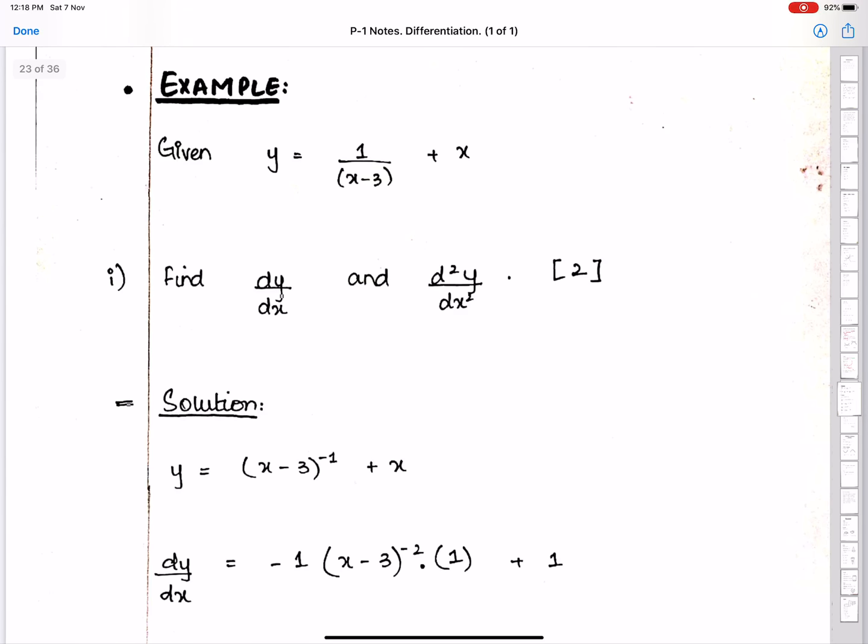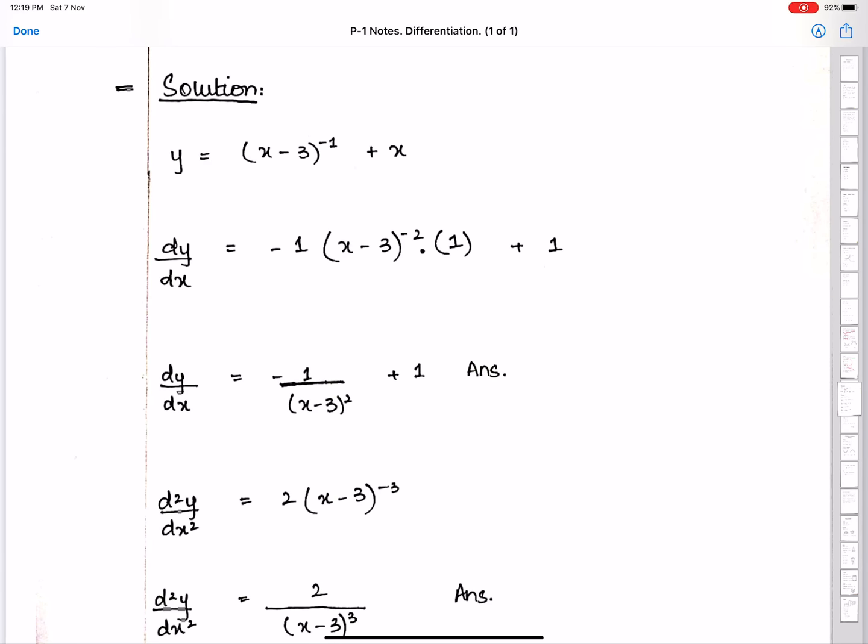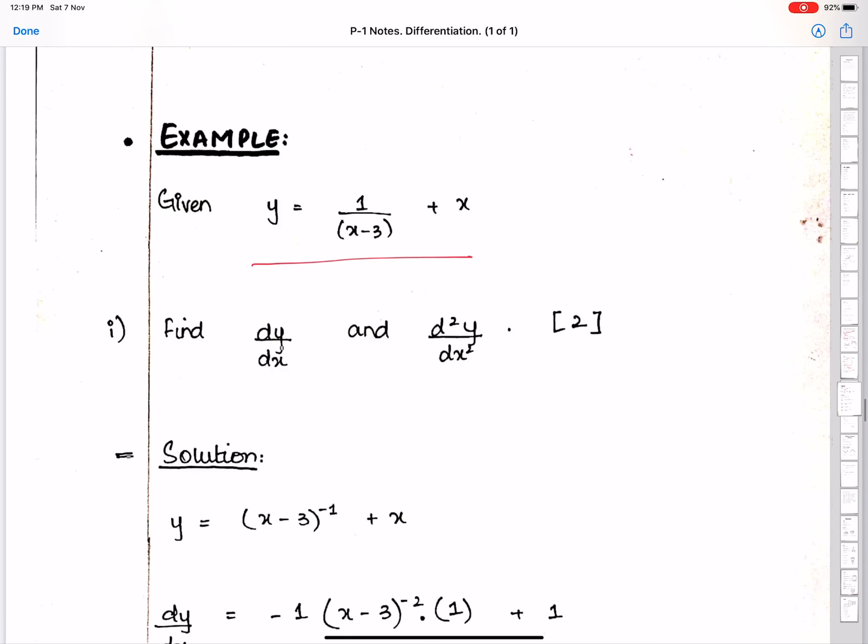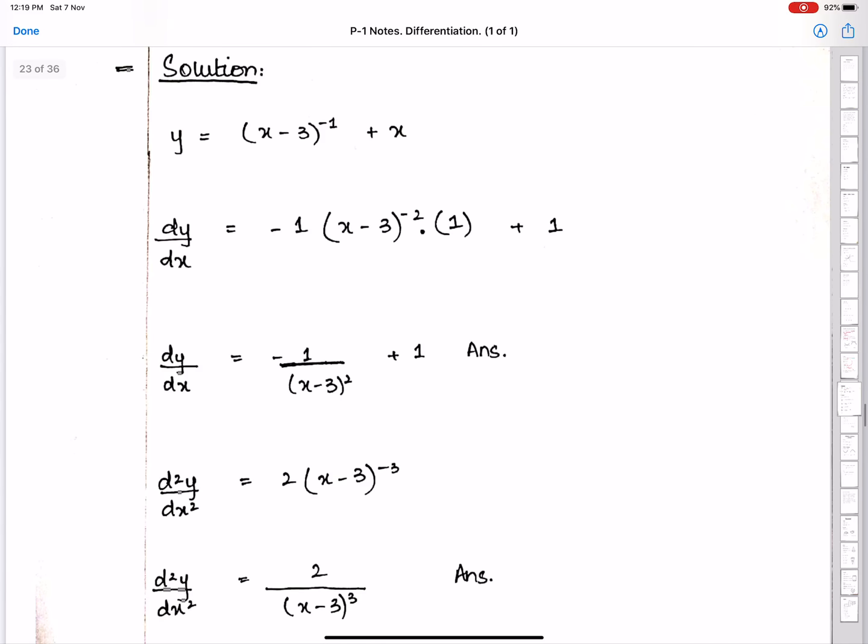Example. So we need the first derivative and second derivative of this function. Y is equal to x minus, number one, we need to simplify this function. We need to bring this x minus 3 in the numerator. So this is the simplified form of the function y, and this is the first differential. The differential of x minus 3 will be minus 1 times x minus 3 power minus 2, and the differential of the bracket is 1, and the differential of x is 1. So this is the simplified form of the first derivative.